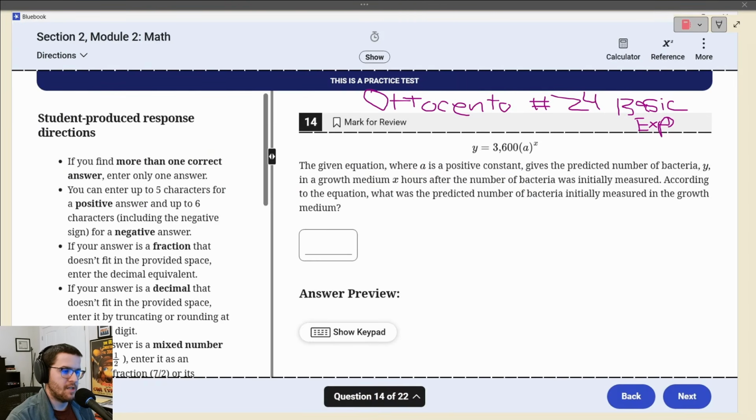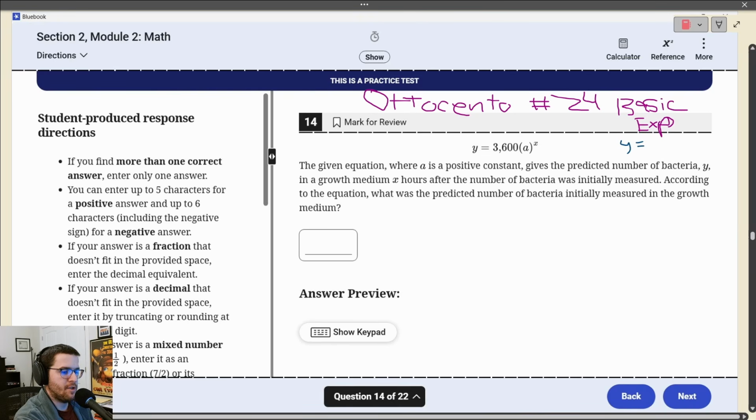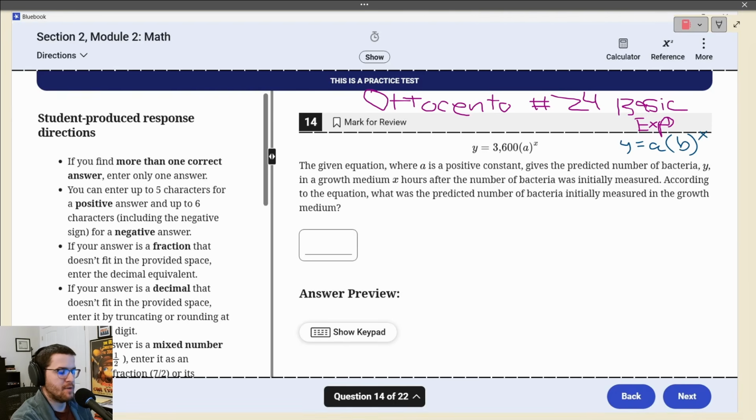Okay, question 14. I go over this in great detail in my Ottocento number 24 on basic exponentials, so definitely go watch that and practice with the free worksheet. A is the initial value, and B is the multiplier. Again, I'm talking about the A's and B's I wrote in blue, not the A in the question. That's really annoying that they used an A to represent B, whatever. So the question says how much initially? Oh, so we want the initial value, which is the number in front, which is 3,600.